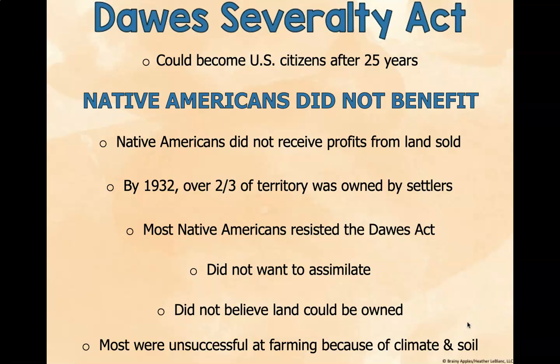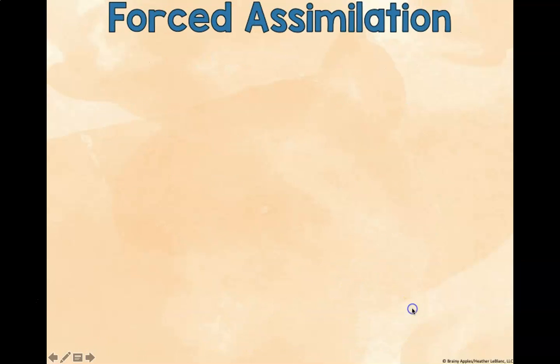Most Native Americans actually resisted the Dawes Act. They did not want to assimilate. They did not believe that land could be owned. Remember, I told you that the Native Americans believed that land was for everyone. They also were mostly unsuccessful at farming because of climate and soil. A lot of these Native Americans, or some of them, were not farmers, they were nomads.